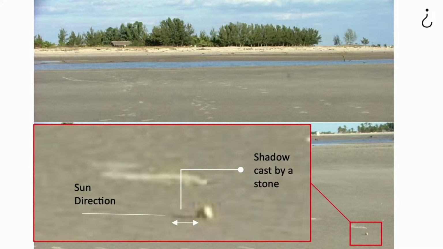For instance, by this little pedal in the corner of the picture, the casting of the shadow can tell you the sun direction when this picture was taken. This is a mangrove in Madagascar.